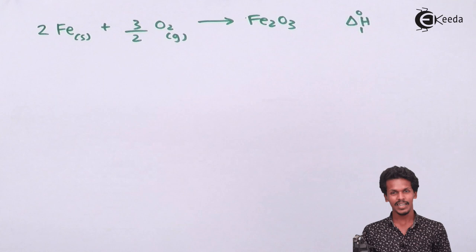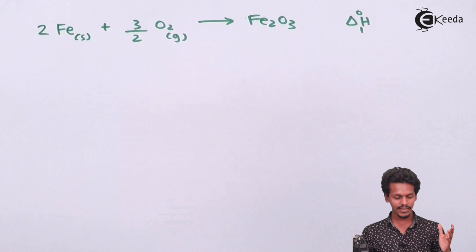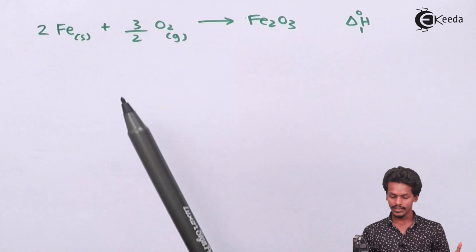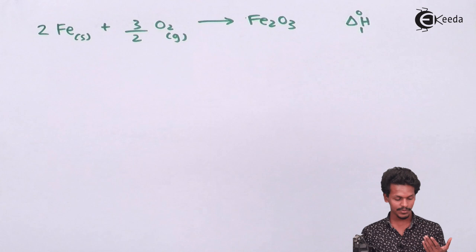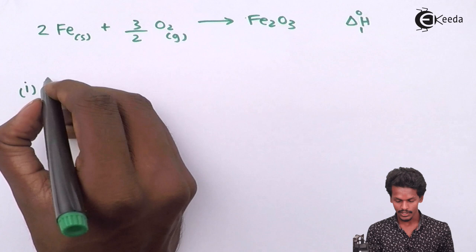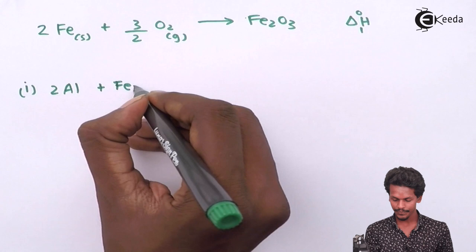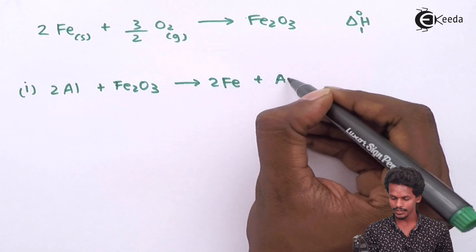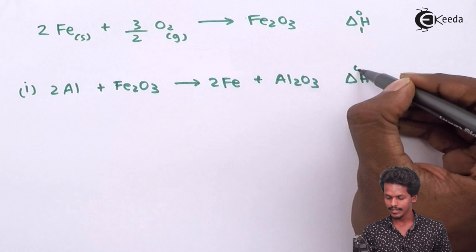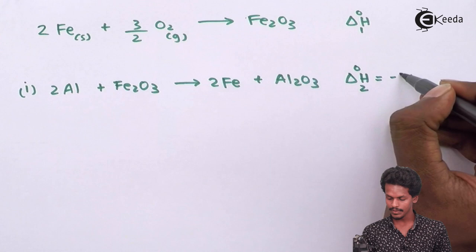So now the main thing is how we can calculate this equation. The first data given to us is 2 times aluminium plus Fe2O3, which should give us 2 times Fe plus Al2O3, as well as the delta H of that reaction. I will name this as 2. It has been given as -847.6 kilojoule.